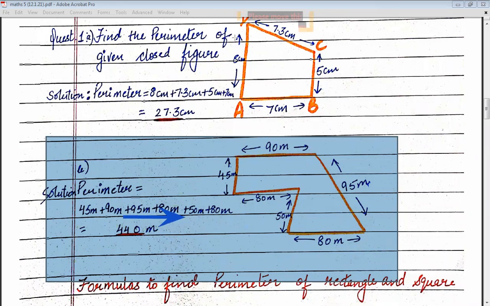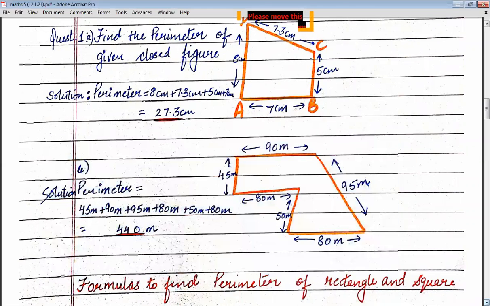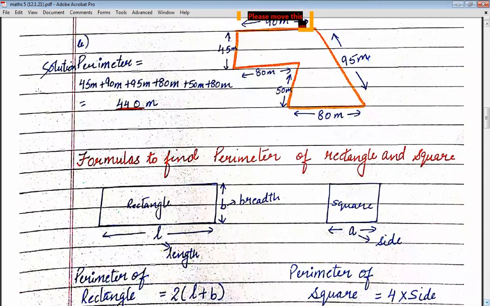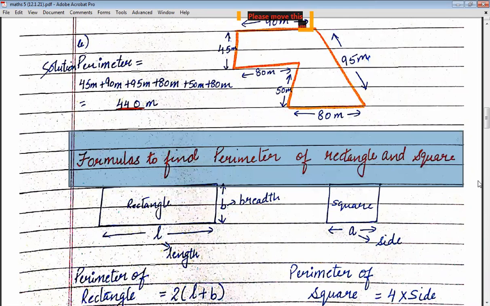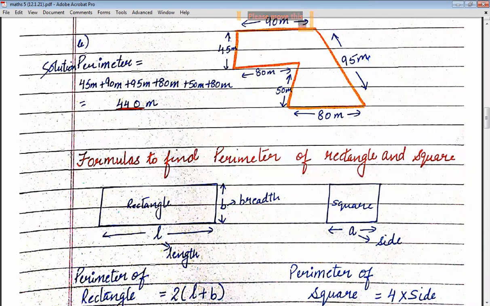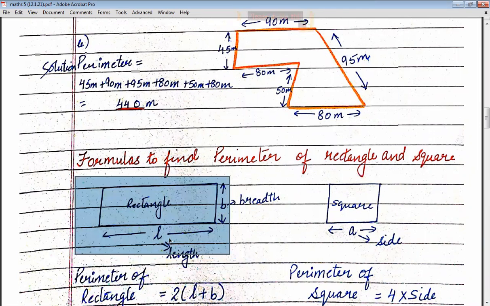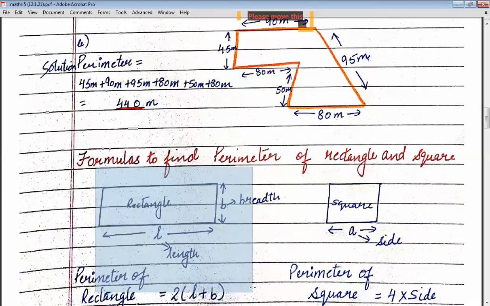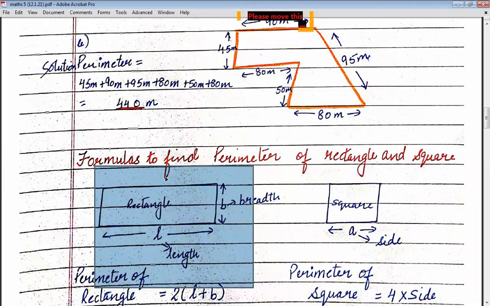Okay students. So I hope you are clear with the term perimeter. Let us recall, perimeter is just the sum of all the sides of a given closed figure. Okay. Now children, we have a direct formula to find the perimeter of rectangle and square. Now children, you know that in a rectangle, the opposite sides are same. If this is L, this is also L. Okay. If this is 5 centimeter, this is also 5.